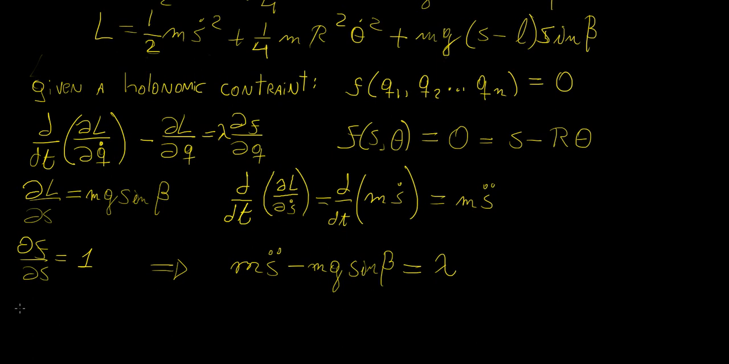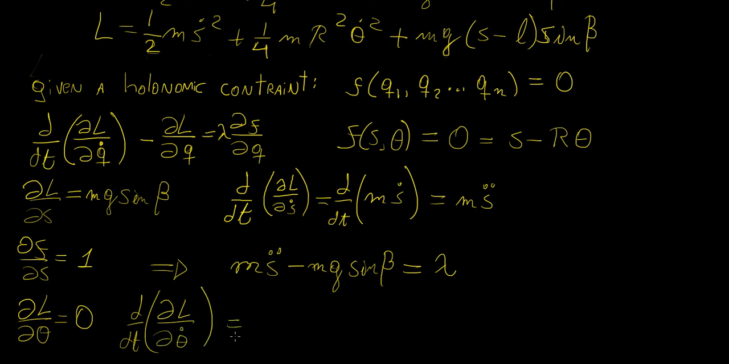Now for the second part, we're going to do the same with respect to theta. The Lagrangian with respect to theta, what is this going to give us? There's no dependency on theta, so this is 0. Then we have d over dt of the Lagrangian with respect to the angular velocity of the disk. So we have d over dt of the following. This is only a function of theta dot.